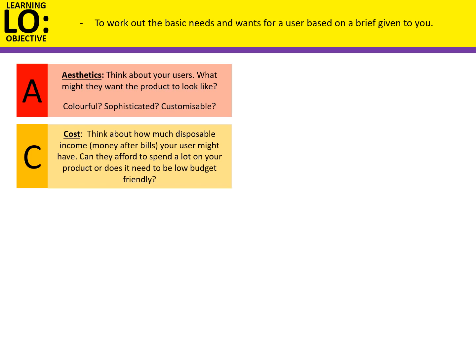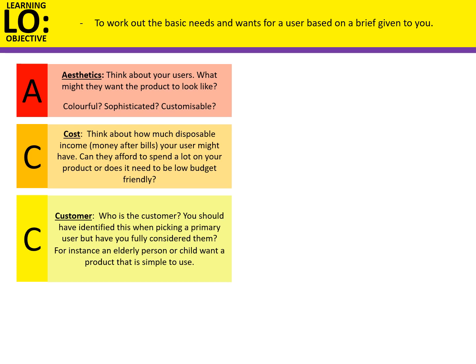The cost. Think about how much disposable income, which is money after bills, that your user might have. Can they afford to spend a lot on your product, or does it need to be low budget friendly? Customer. Who is the customer? Now, this seems really, really obvious, but you should have identified this when picking a primary user. But have you really thought about who they are? For instance, an elderly person or child would want a product that is simple to use. They wouldn't want something that is going to hurt them, something that's going to be really complex. So really think about those users.